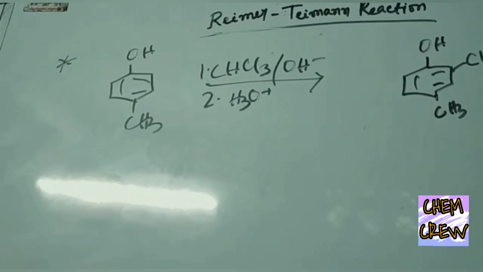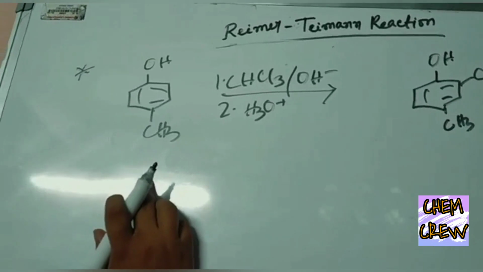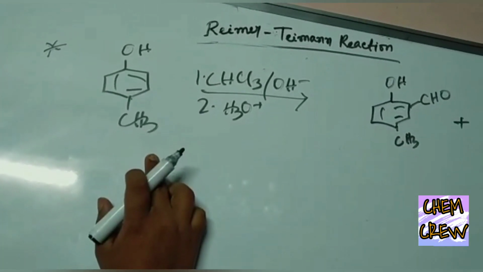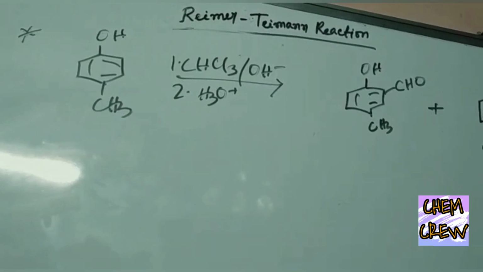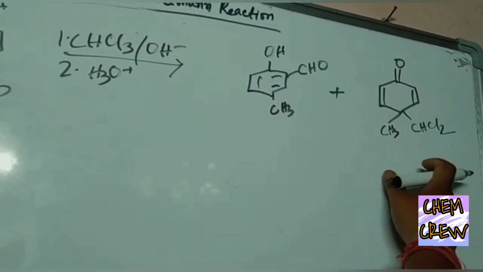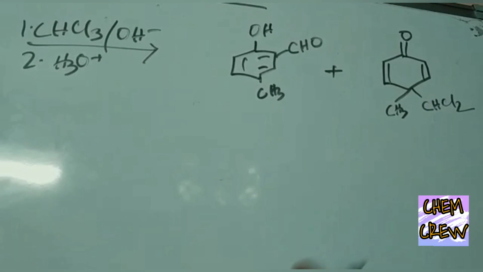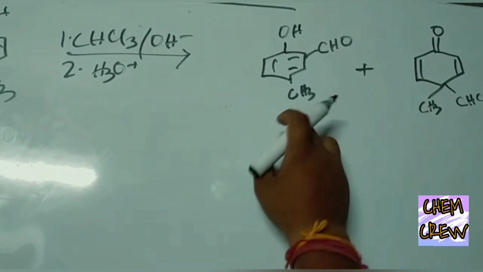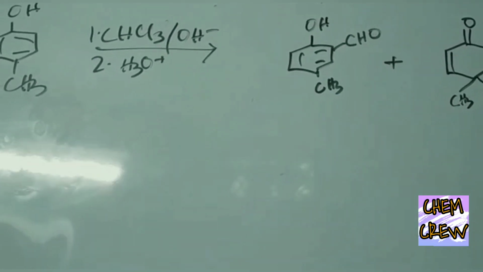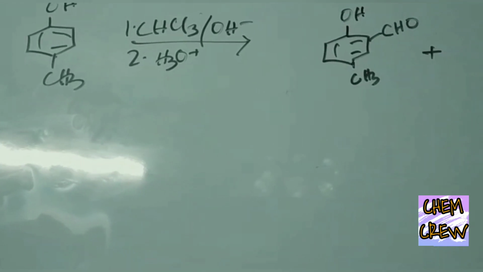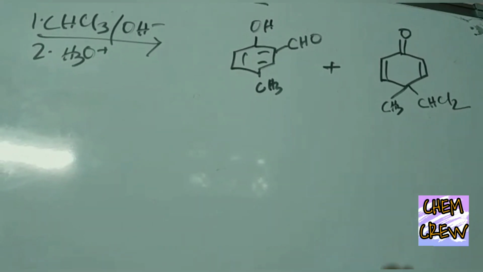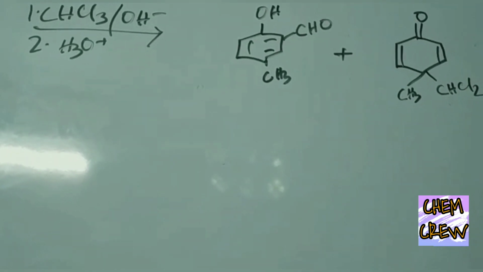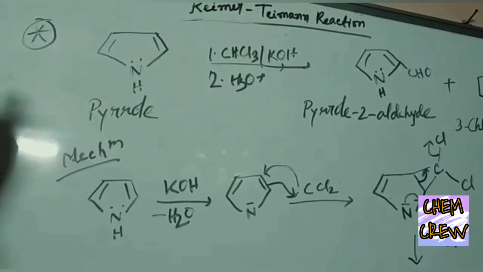When the reaction is carried out with para-cresol, a cyclohexadienone containing the dichloromethyl group, the abnormal product, is obtained along with the normal ortho aldehyde product. The formation of this abnormal product therefore suggests that the electrophile involved in the Reimer-Tiemann reaction is dichlorocarbene. This is an important reaction.